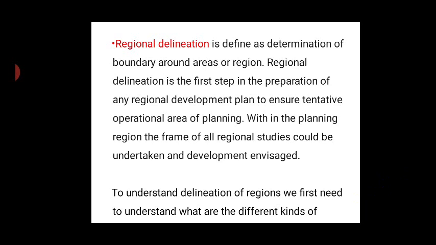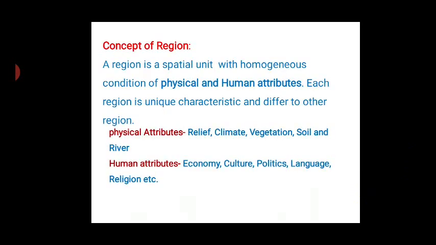To understand the delineation of regions, we first need to understand the different types of regions and the concept of regions. A region is a spatial unit with homogeneous conditions of physical and human attributes. Physical attributes, namely relief, climate, vegetation, soil, etc. And human attributes, namely economy, culture, politics, language, etc. Each region has unique characteristics and differs from other regions.